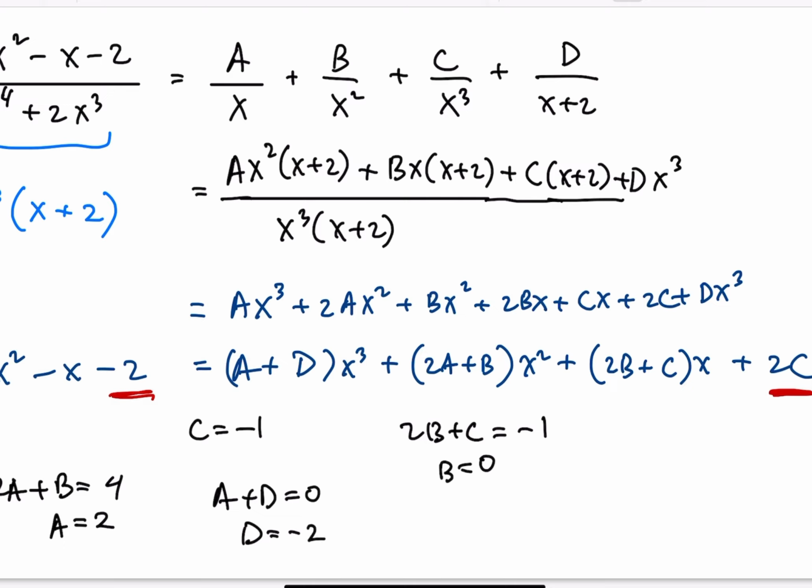So we can have this result as 2 over x. B is 0, so we skip b. Plus c is negative 1, so negative 1 over x cubed. And d is negative 2, so negative 2 over x plus 2. This is the answer.